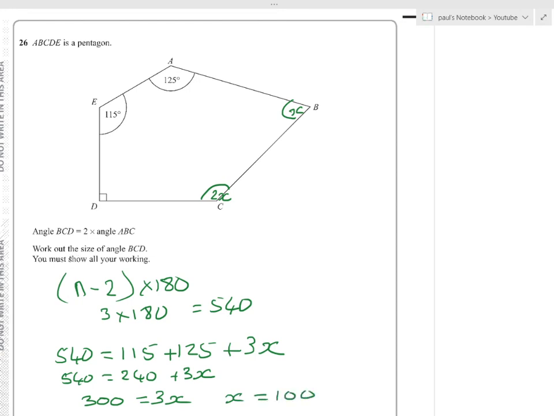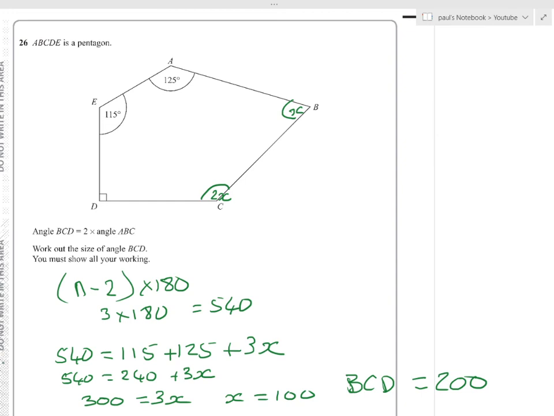So work out the size of angle BCD. So the BCD will just equal 200 because it's 2 of them. I hope I'm right. I'm not, am I? I'm not. I've made such an error, such a mistake. See if I can find out where I've made the mistake.